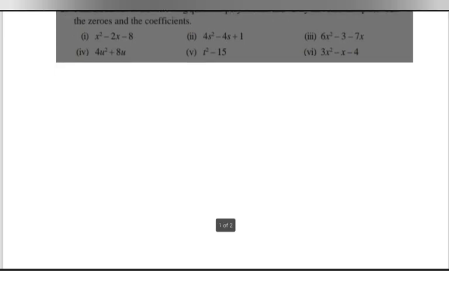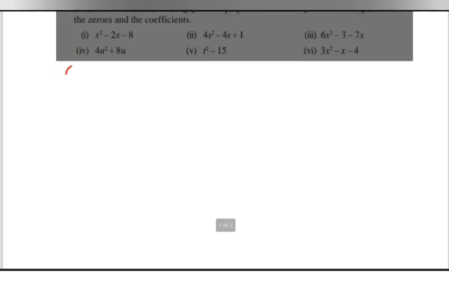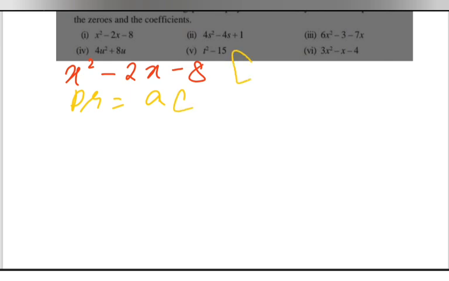So the first subdivision is x square minus 2x minus 8. To find zeros of this, first we should take these key points. First we should write the product. Product is nothing but a into c, because a quadratic polynomial is always written in the format of ax square plus bx plus c. Always it is written in this form. So a into c. The coefficient of x square is 1 and c is minus 8.